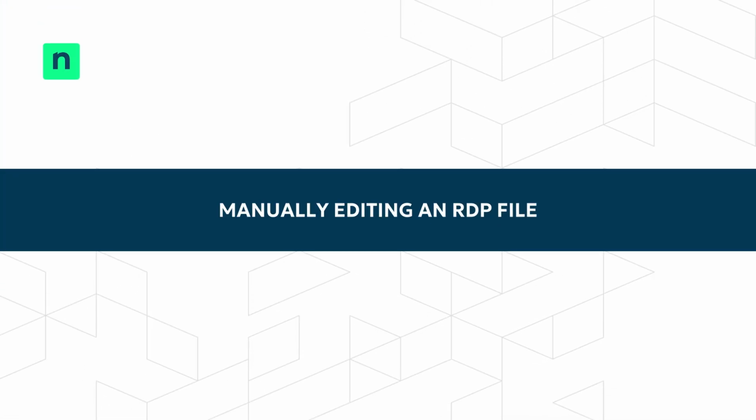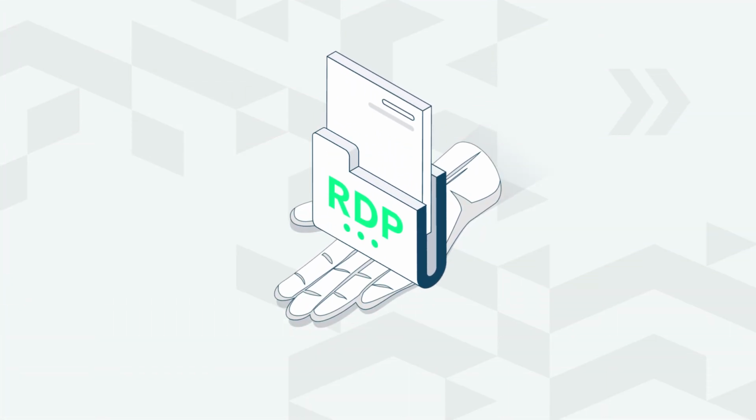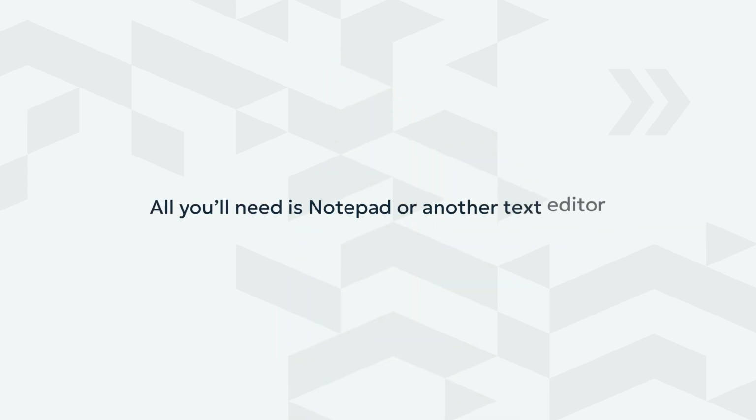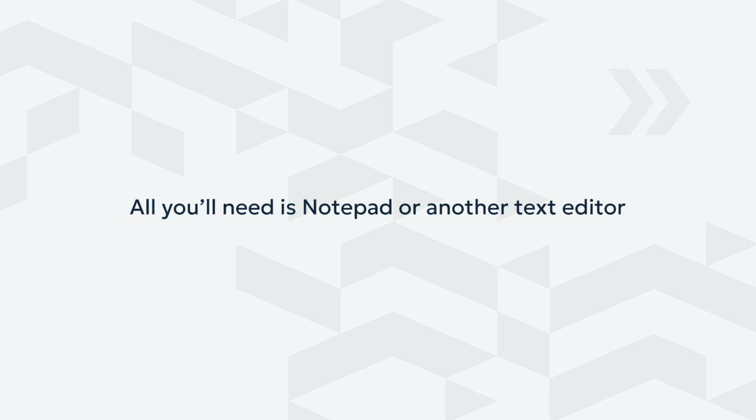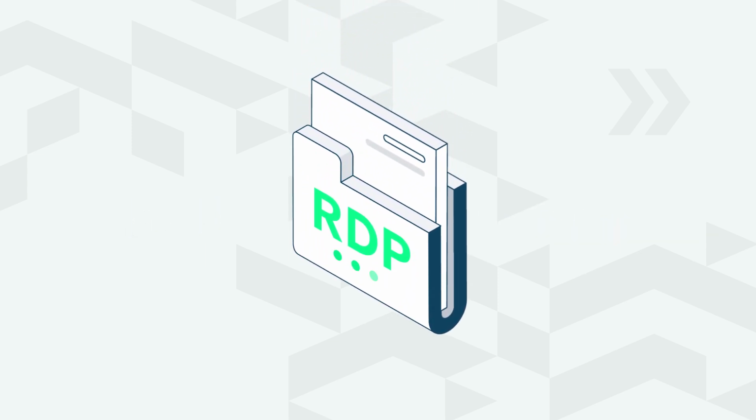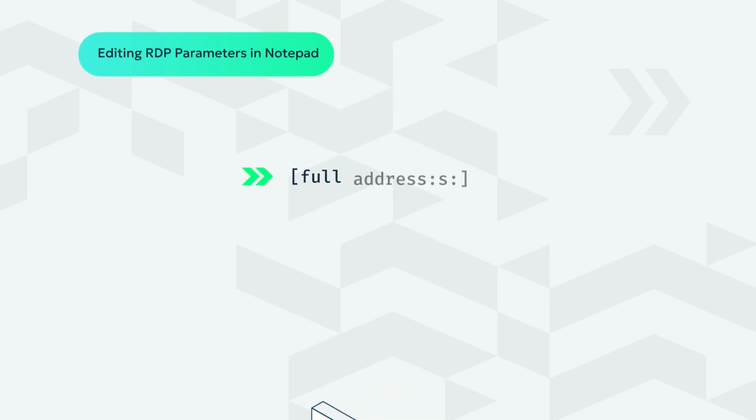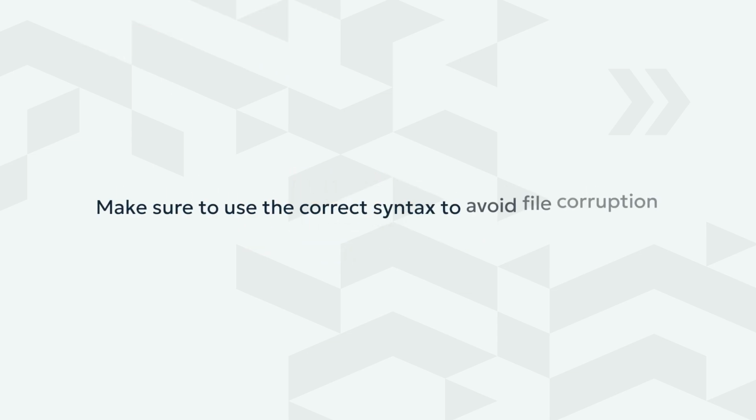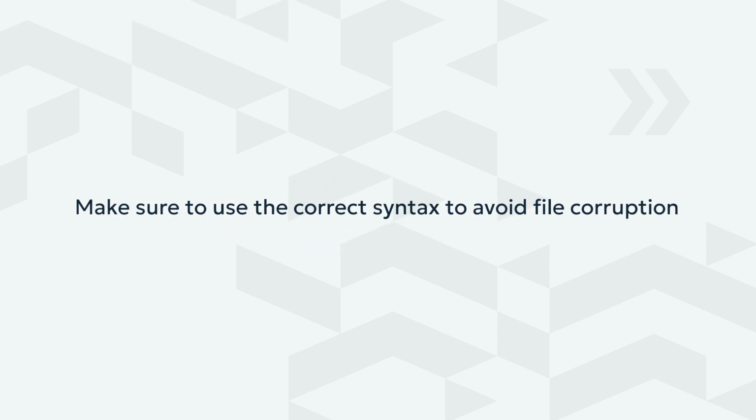Manually editing an RDP file. You can also manually edit an RDP file without opening the remote connection tool. All you'll need is Notepad or another text editor. To edit manually, open the .rdp file in Notepad and modify parameters like to set the target machine, to pre-fill the login field, sets full screen or windowed mode. Make sure to use the correct syntax to avoid file corruption.